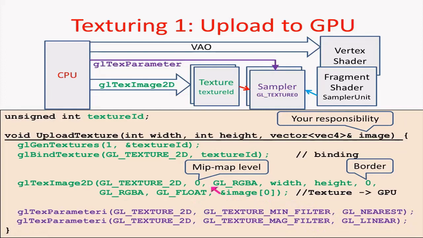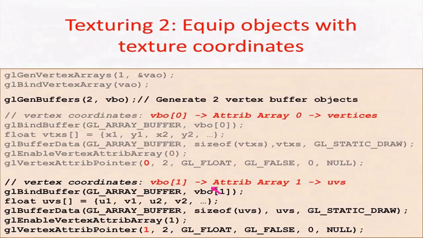The second step of texturing equips the object to be textured with texture coordinates, also called UVs. That is, for every vertex we also specify a texture space point from where the color or data should be fetched if this vertex is rendered. In the shown program, the VAO has two vertex buffer objects: one stores the modeling space Cartesian coordinates of the vertices and the second the texture space coordinates of the same vertices. The filling up of the texture coordinates is shown here.